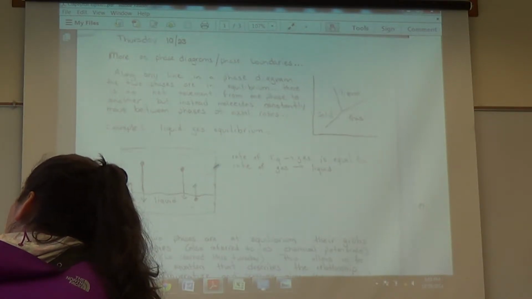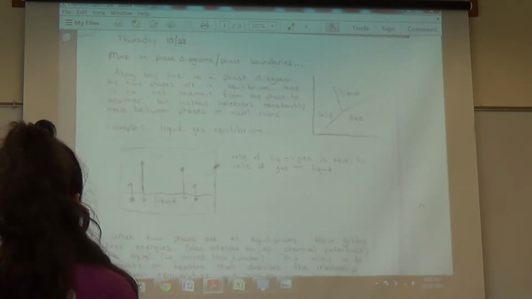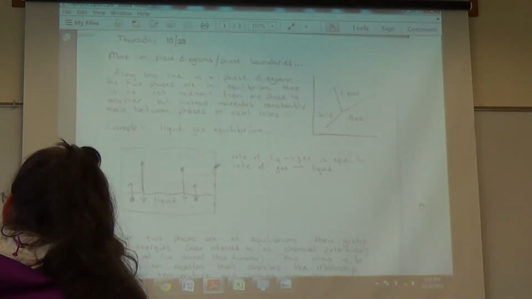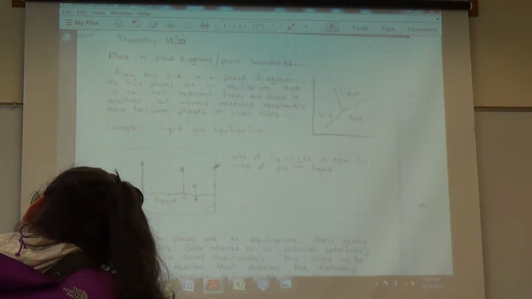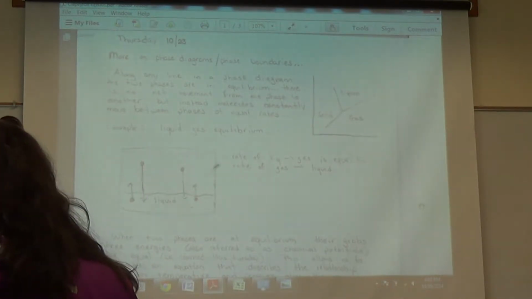So one of two things is going to happen. Either you're going to consume liquid and turn it to gas until you reach equilibrium pressure again, or you're not going to have enough liquid and everything's going to drive off into the gas phase.